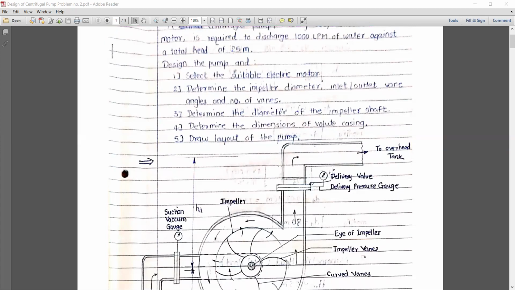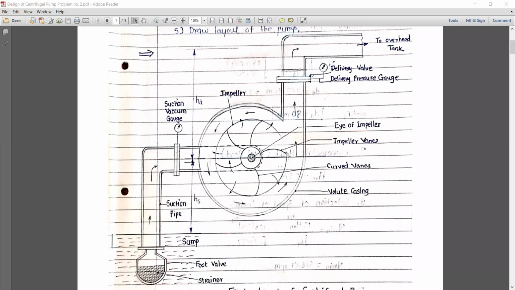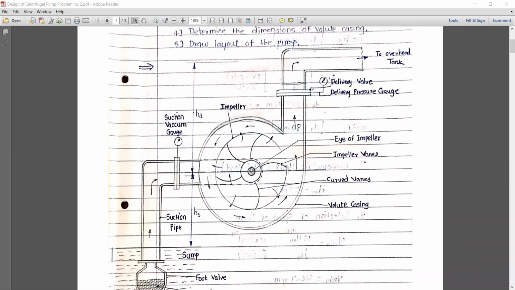First of all, just draw a simple layout of a centrifugal pump, which should include the volute casing, curved blades, impeller blades, eye of impeller, and the basic impeller. Then the foot valve, strainer, suction pipe, vacuum gauge, delivery pipe, delivery pressure gauge, and the overhead tank. These are the main components which you must draw in the pump layout.